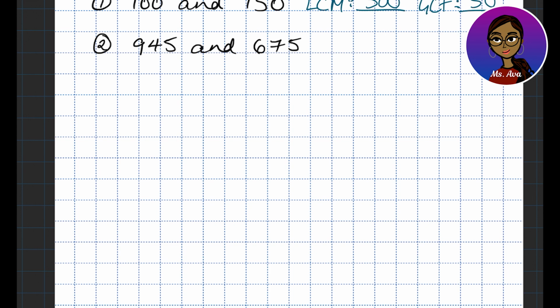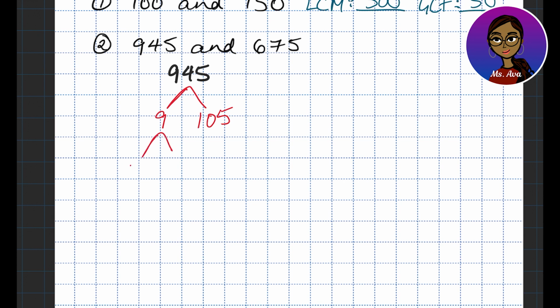First thing, you're going to do the prime factorization of both numbers. So I'm going to do the 945, and we have to break it up into prime factors. We can think of two numbers that multiply to give us 945. So maybe you can try 9 times 105. That should work. Are either of these prime? No? Okay, so let's break them down.